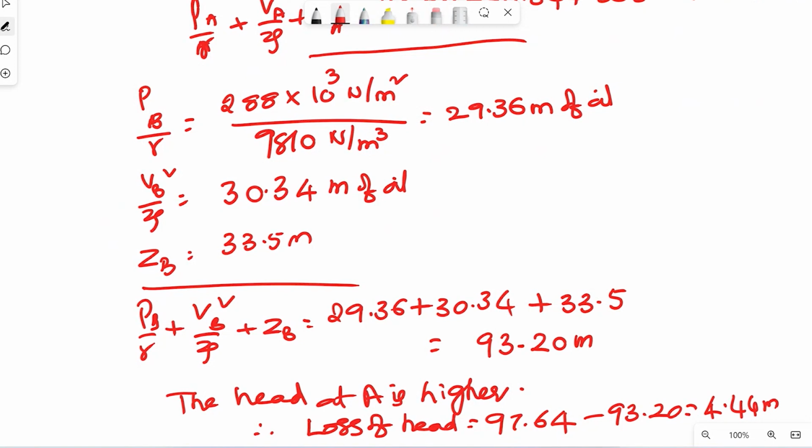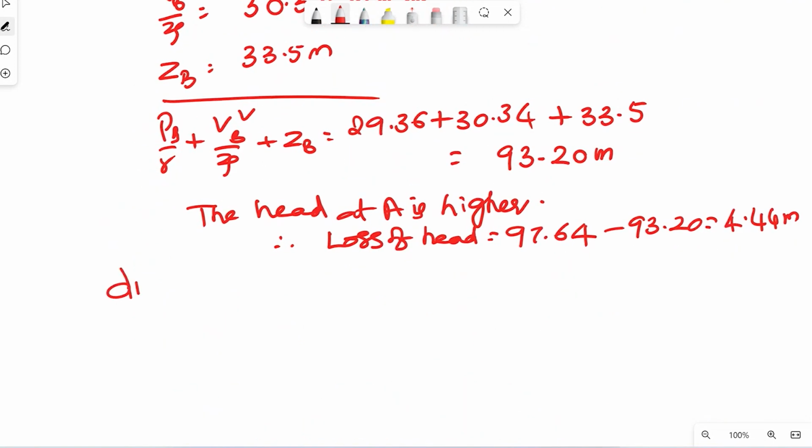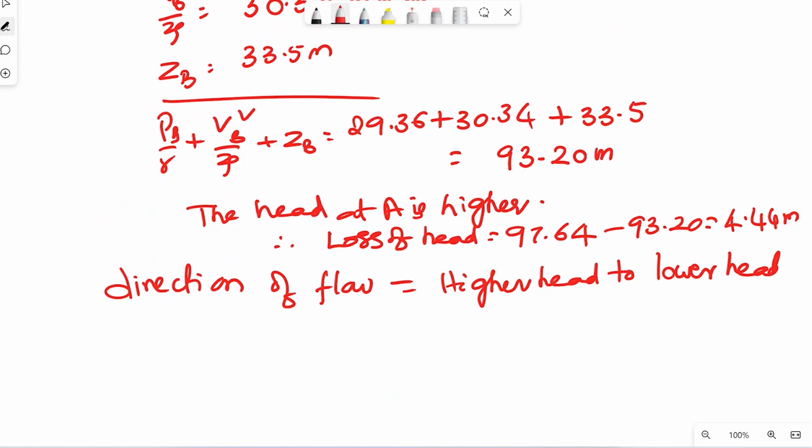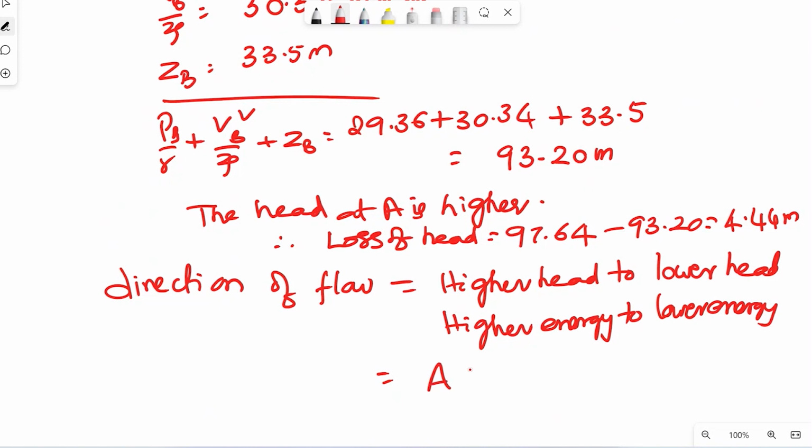And what is the direction of flow? The direction of flow is always from higher head to lower head, higher energy to lower energy. So therefore the flow is from A to B. So this completes the second problem.